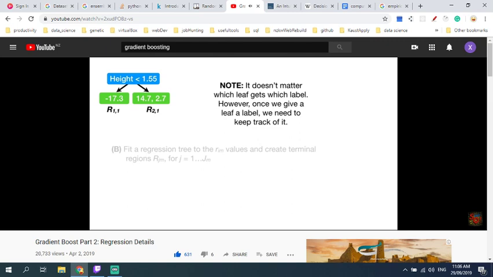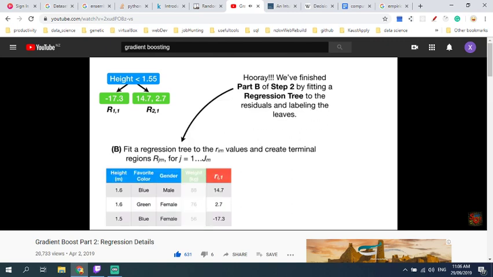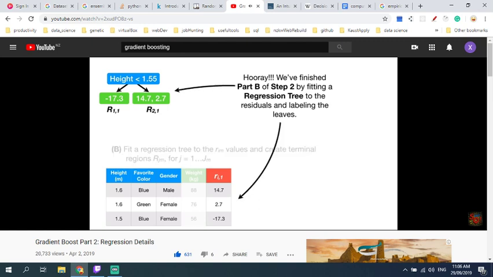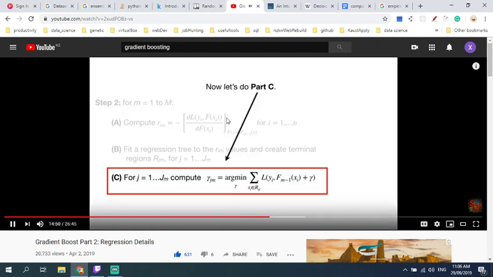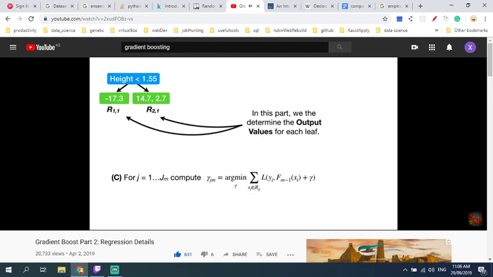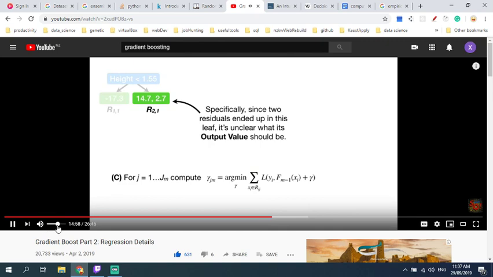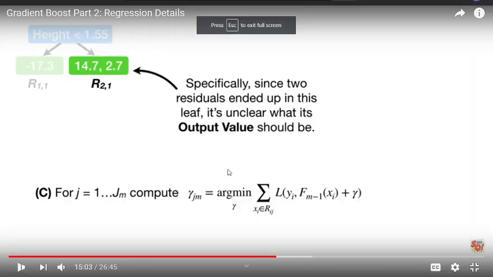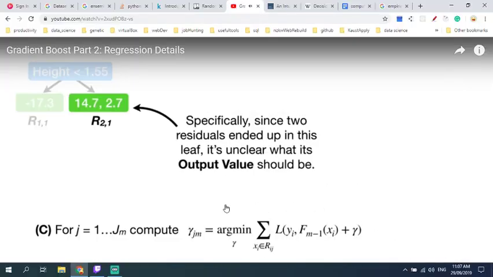However, once we give a leaf a label, we need to keep track of it. Hooray! We finished part B of step 2 by fitting a regression tree to the residuals and labeling the leaves. Now let's do part C. In this part, we determine the output values for each leaf. Specifically, since two residuals ended up in this leaf, it's unclear what its output value should be.